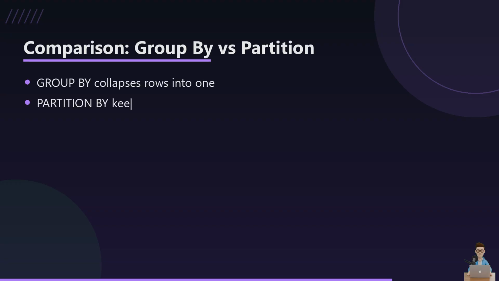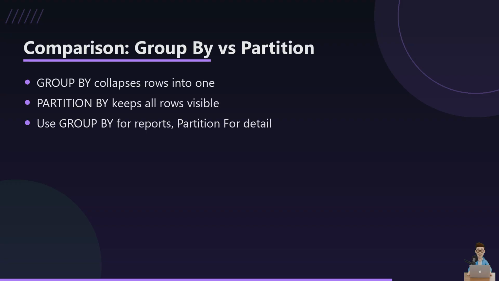Here is the trick regarding alternatives. Group by collapses individual rows into a single summary line, which is great for dashboards but terrible if you need to see every employee. Partition by divides your results set into distinct subgroups while keeping every single row visible.